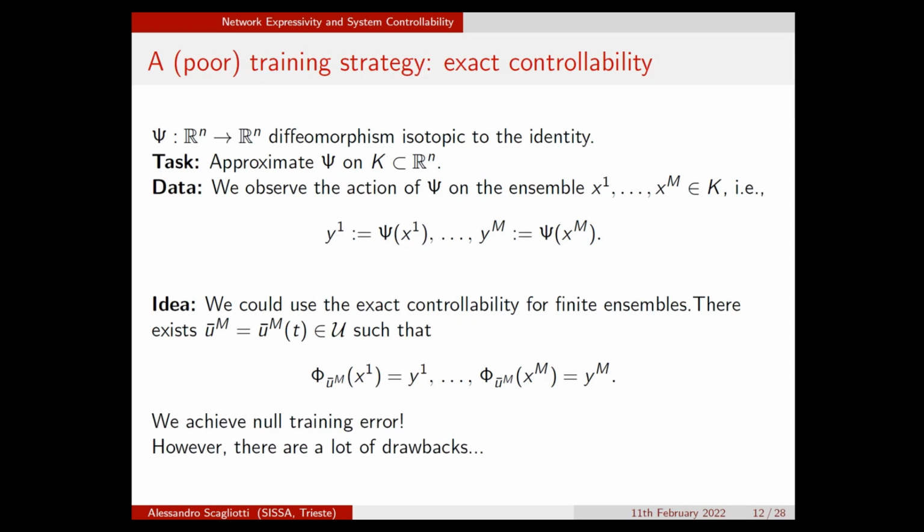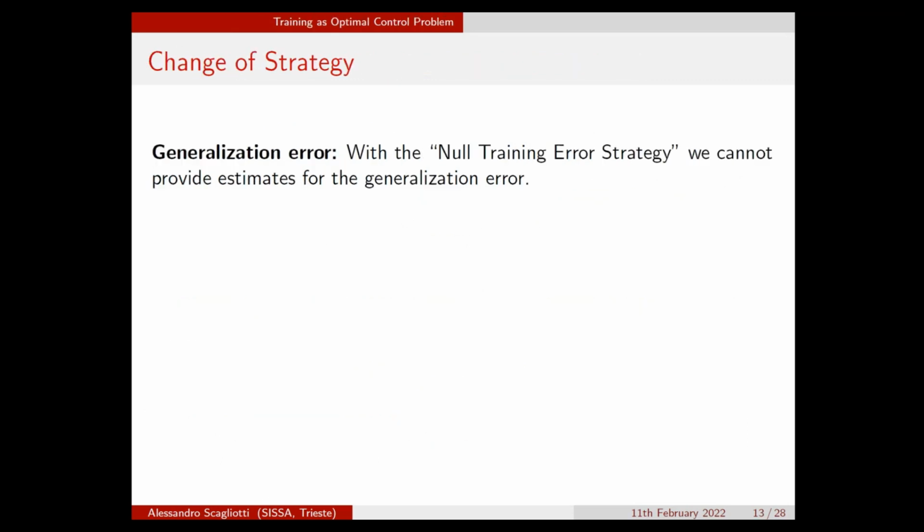But of course in this strategy there are a lot of drawbacks. For instance, to say one of them, the observation of psi may be affected by error. So in that case, it is not a good idea to reproduce exactly the observations. But what is even worse is that with this strategy, we have no bound on the generalization error. What is the generalization error? It means the error that we commit outside the observed points. If we reproduce exactly the observations, we know that on the training points, the approximating diffeomorphism is doing exactly as the diffeomorphism that we want to approximate.